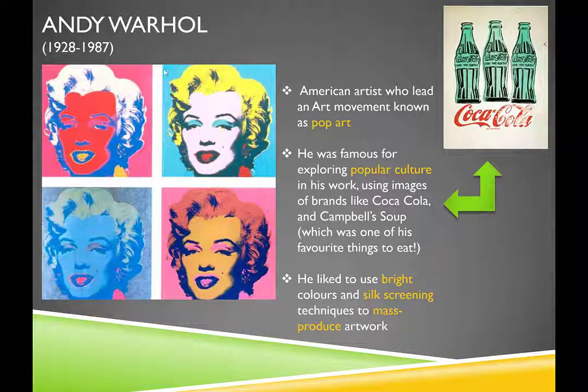Then this artist here that we're going to look at is called Andy Warhol. And he again was also an American artist who led the movement of pop art. So he created the art movement called pop art. And he was famous for exploring popular culture in his work. For example, Coca-Cola bottles and Campbell's soup, which was apparently one of his favourite things to eat. He also liked to use very bold, bright colours and a process called silk screening to produce lots of artwork all at once.